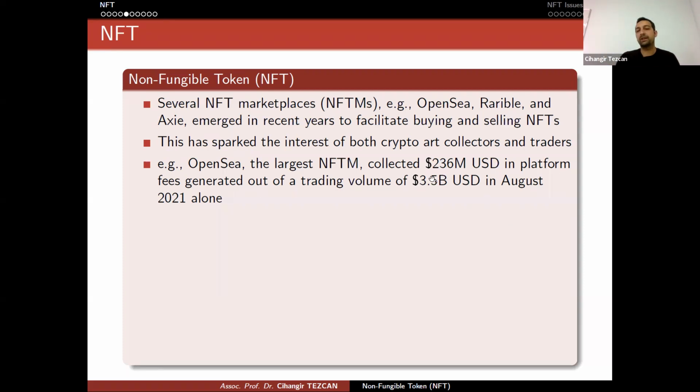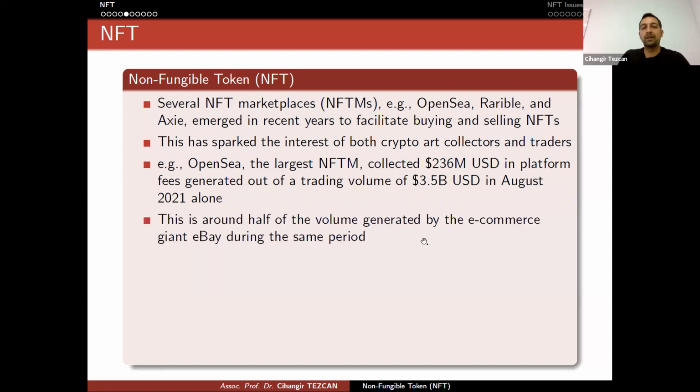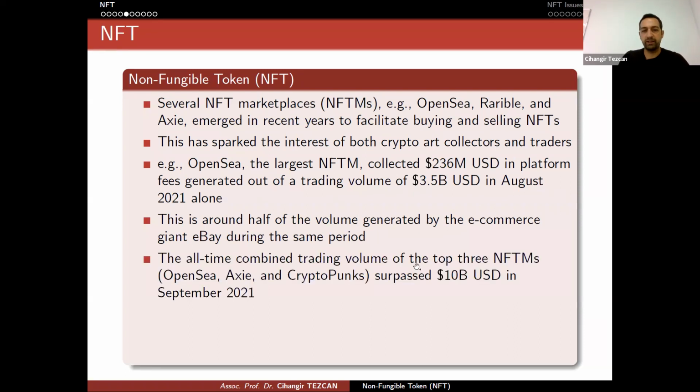And since the marketplace collects some percentage, sometimes it is 15% in some of the marketplaces, this is the amount of money they collected. But this is around half the volume generated by the e-commerce giant eBay during the same period. So there you're actually selling physical stuff. As you can see, this digital trading volume is very similar to the e-commerce giants.